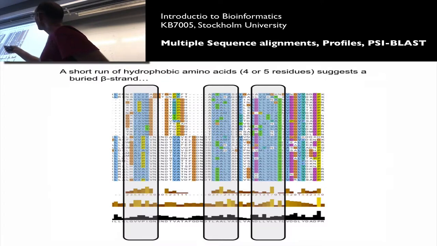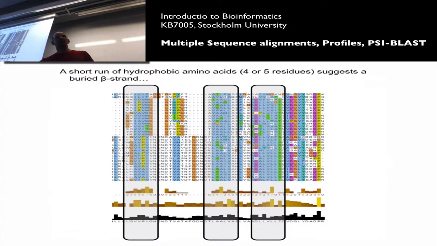But you have four or five strands here that are leucine, valine, valine, isoleucine. That indicates that it's a buried beta strand, a beta strand that's completely buried. You also know that valines, for instance, are an amino acid that is very much preferred to be in a beta strand rather than in alpha helices, because of the branched side chain, it doesn't really fit in the helix. So there are patterns here, you can see.